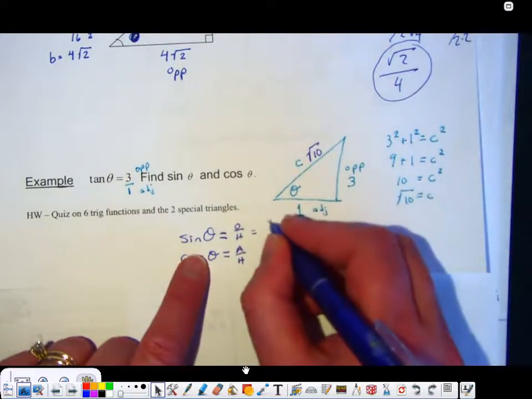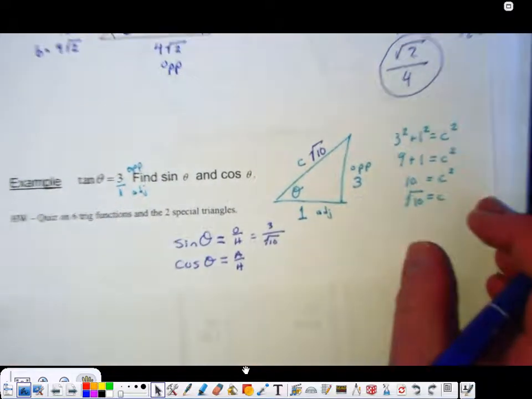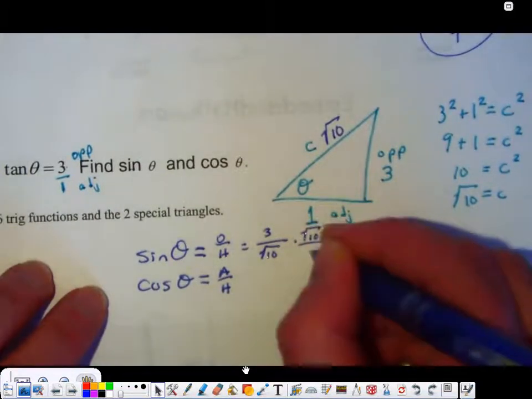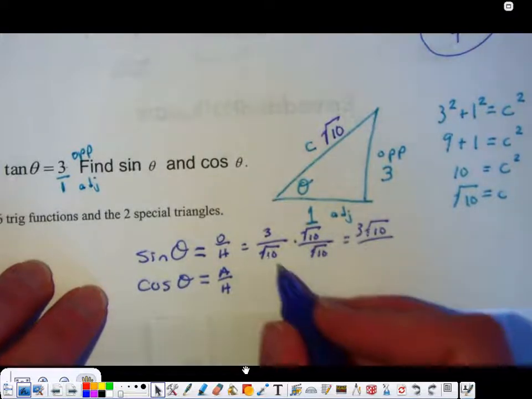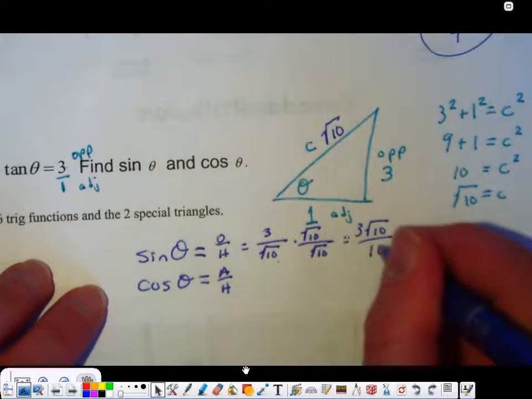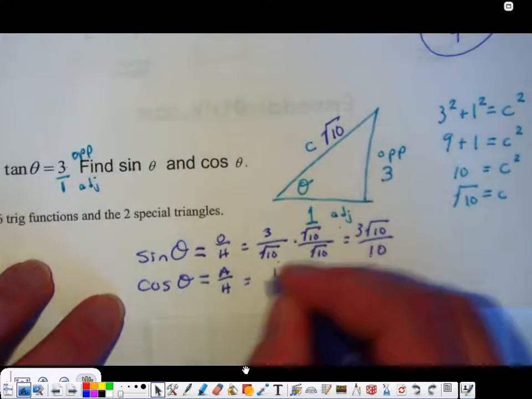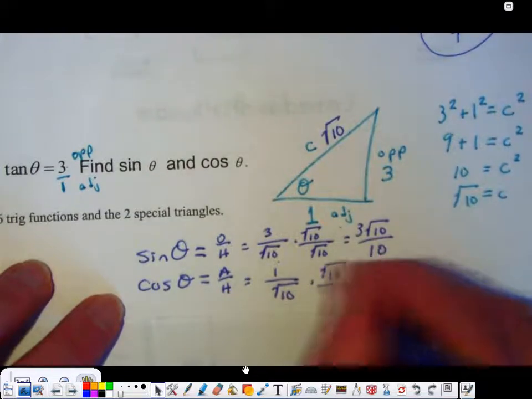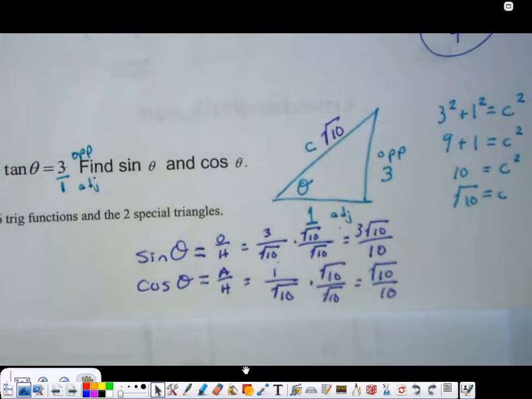So opposite is 3. Hypotenuse is square root of 10. And we are going to rationalize the denominator. So we'll multiply by the square root of 10 over square root of 10. So you would have 3 square roots of 10. And the bottom, square root of 10 times the square root of 10 is the square root of 100, which is 10. And then cosine would be adjacent over hypotenuse. So sadly, I have to rationalize the denominator again. So times the square root of 10 over square root of 10. So square root of 10 over 10. Okay.